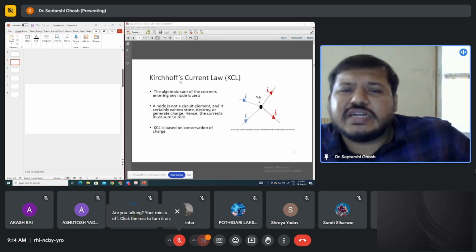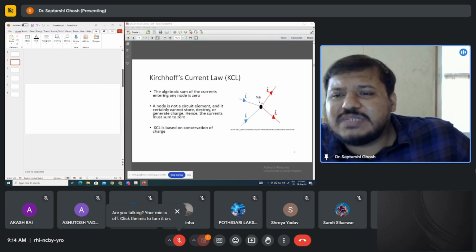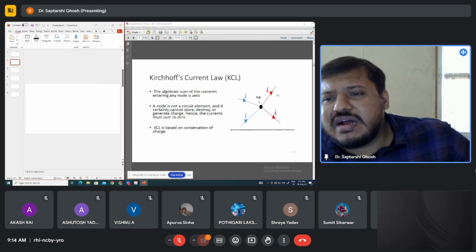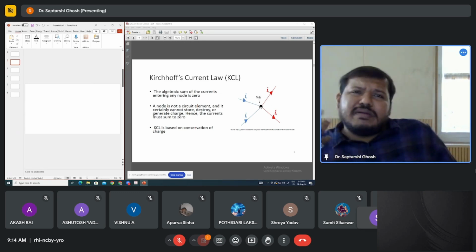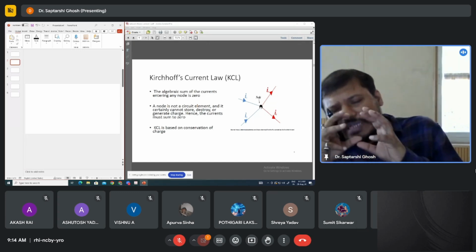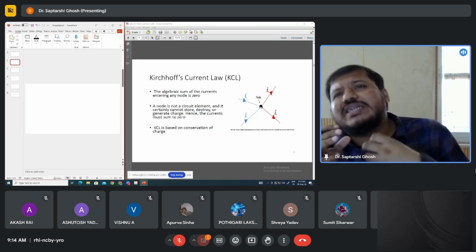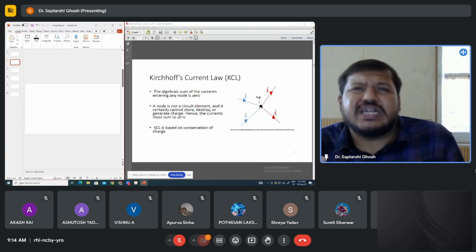Then Kirchhoff's current law. You can see this black dot, that is the node, and there are various branches ending at that particular node, and you can see some currents denoted I1, I2, I3, I4. What is a node? A node is not a device. If there is a capacitor, it can store charges, it can store some energy, but a node doesn't have that capability. A node is a junction point. It cannot store any charges.